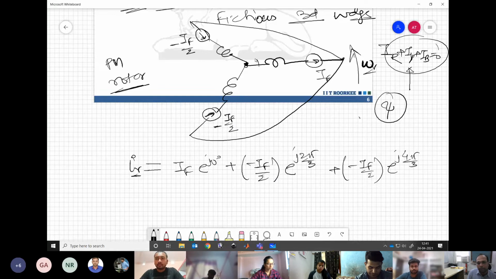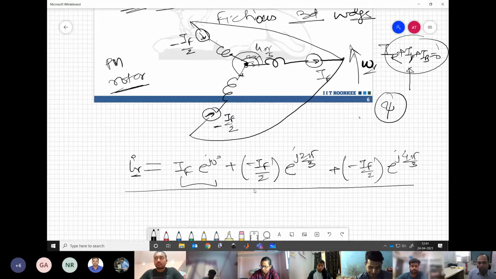These are the angles of the distributed winding, 2 pi by 3 and 4 pi by 3. Clear? Similar to how we did yesterday. Three phase quantities we have simply added with their respective positions. Clear, right? Any confusion in this? Now, if you expand and add, what will happen?